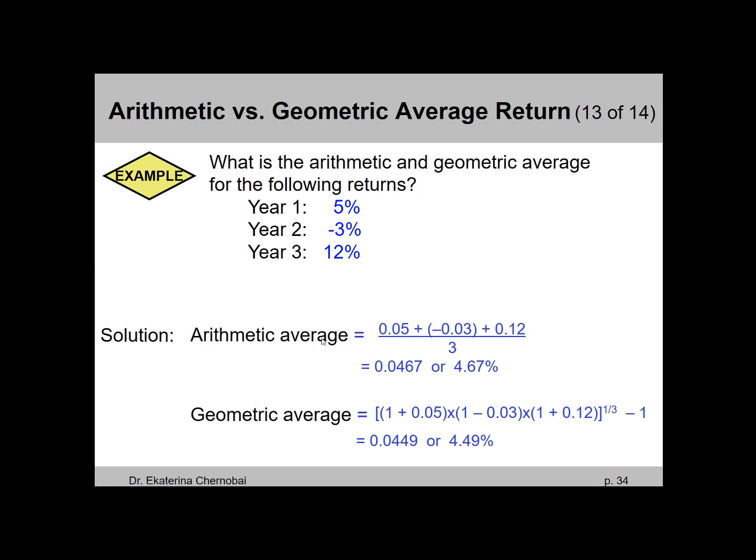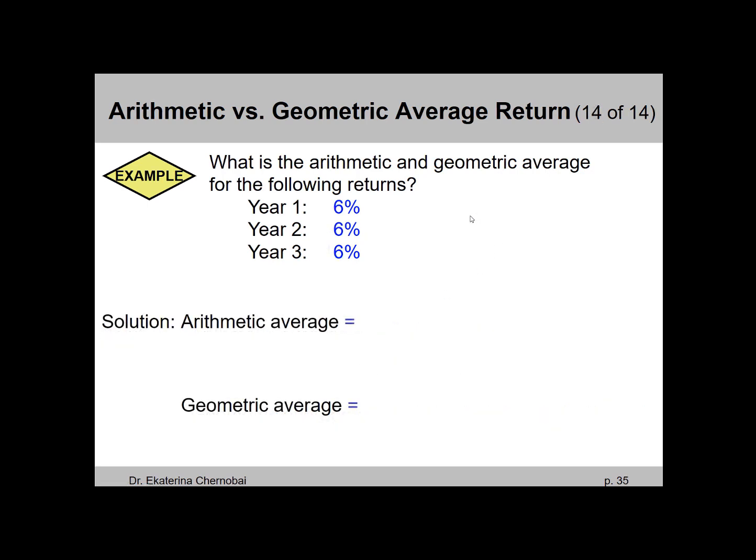Once again, if you invest the money for 1 year, you should expect the return of 4.67% on average. That's the arithmetic average. If you invest your money for 3 years, then you should expect your money to grow every single year by 4.49% on average, compounded annually. That's the geometric average interpretation. You invest for 3 years, not for 1 year.